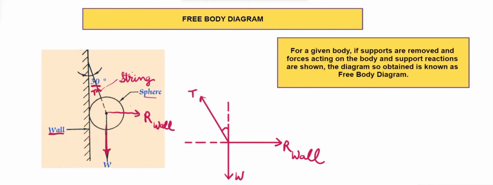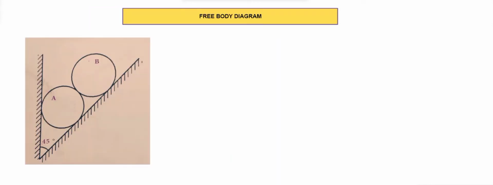Now we'll solve some examples. Here the angle will be 30° because these are vertically opposite angles. Now let's solve this example. This system is given to us and we have to draw the free body diagram of A and B.